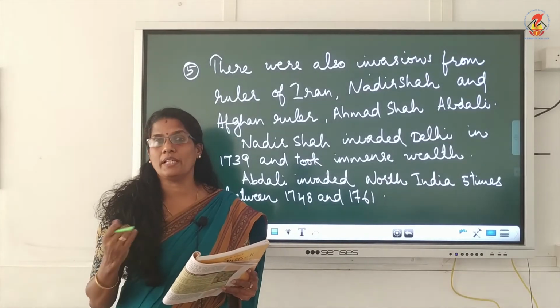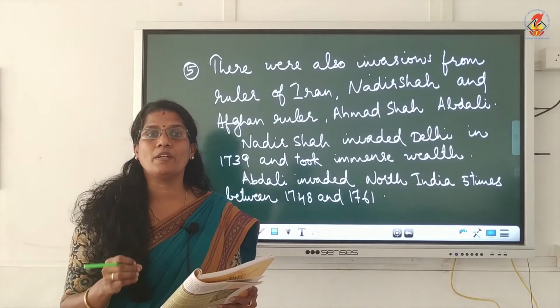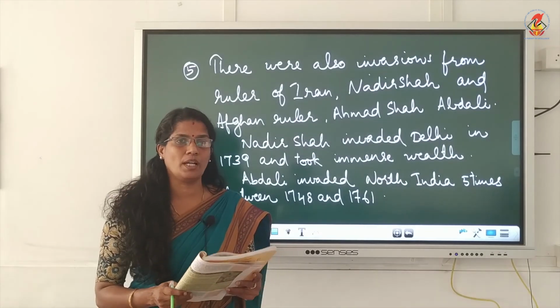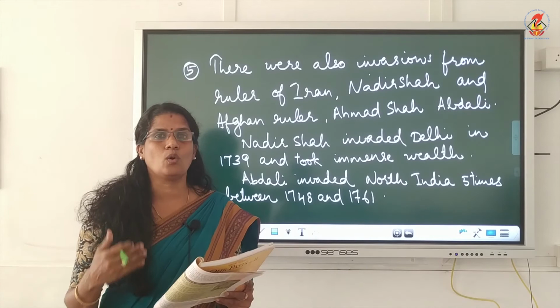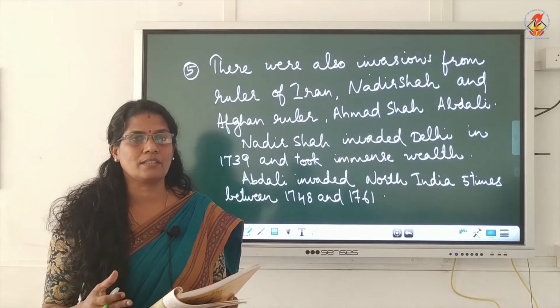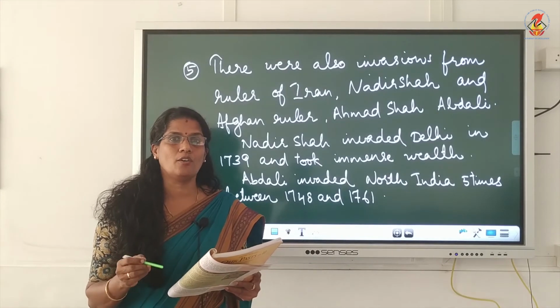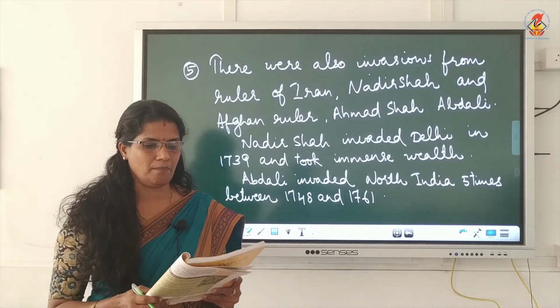So what they have done? They were not willing to share the revenue with the Mughal emperors. They started keeping all the revenue collected with themselves. So this was causing the decline of the financial resources of the Mughal empire.